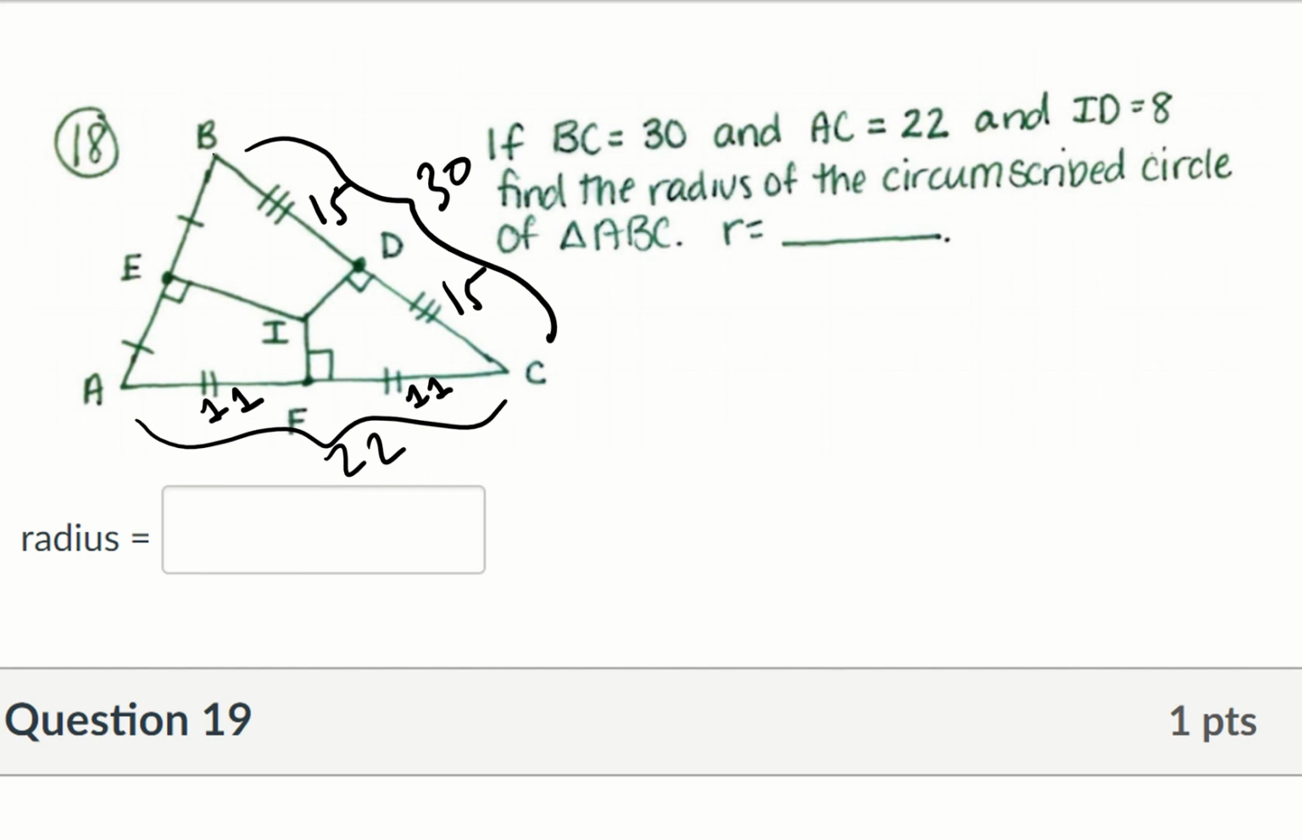All right, so we've got those sides, and it says ID is equal to 8. So ID here, this is 8. All right, find the radius of the circumscribed circle. So right here, that's saying that this right here in the middle is the circumcenter, and that means the distance from each of the corners, the vertices, is the same.